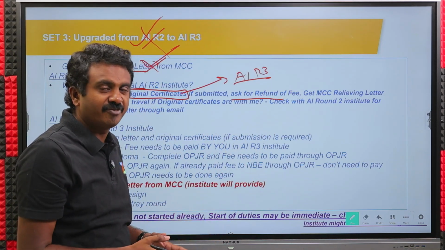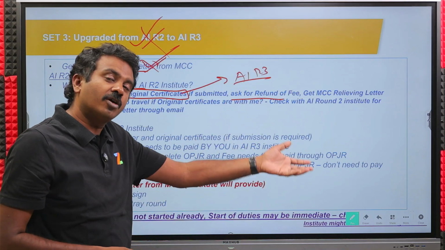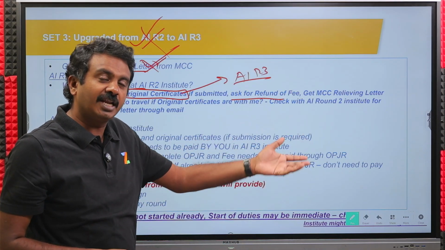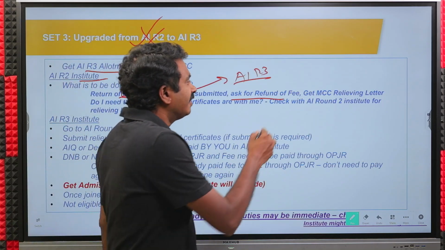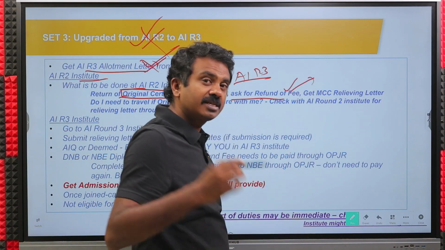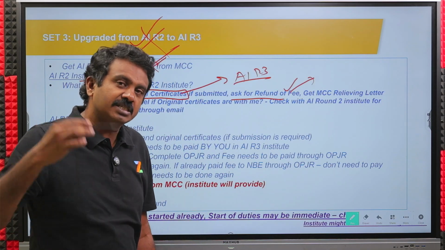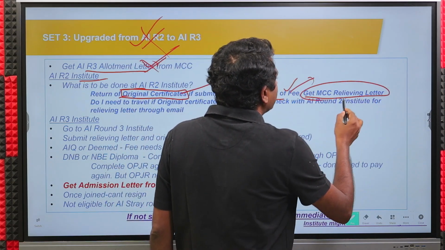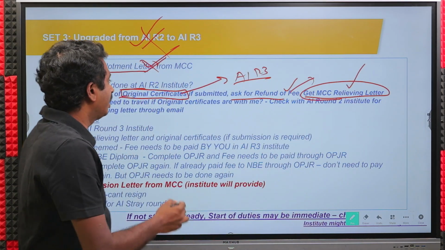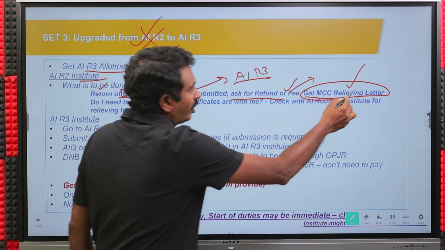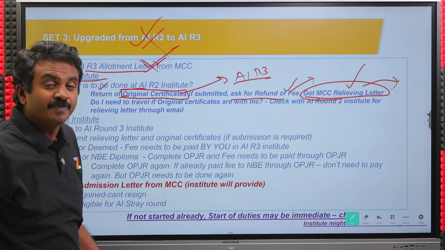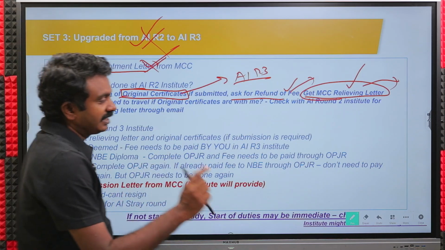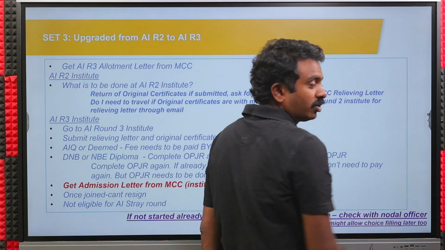You might have paid some fee, a government fee of 25,000 or a private deemed university fee of 50 lakhs, whatever the amount, you ask for a refund. There will be a process for it. They might give this refund later only, 4 days, 5 days, 10 days, 15 days, but you ask for the refund and follow the process. Get the MCC relieving letter, very, very critical. The All India round 2 institute needs to relieve you, only then can you join your All India round 3 institute. Get the relieving letter. That is what you need to do, and then go on to the round 3 institute.